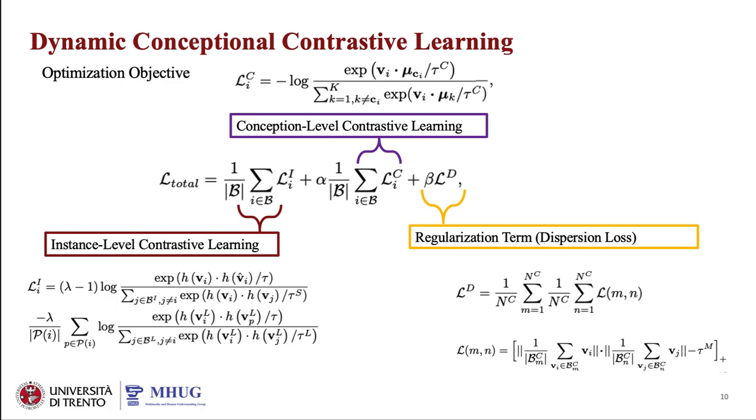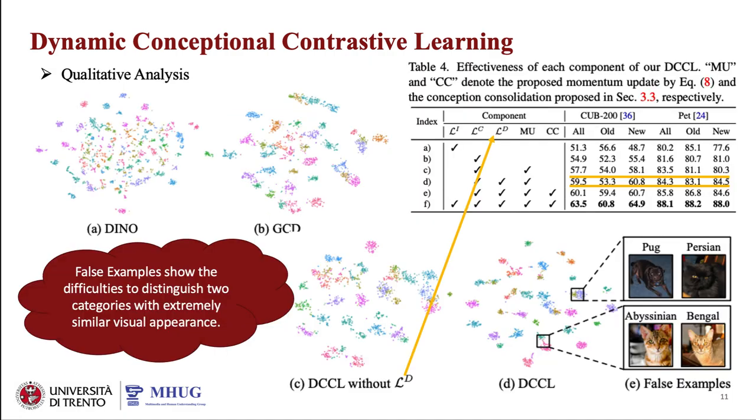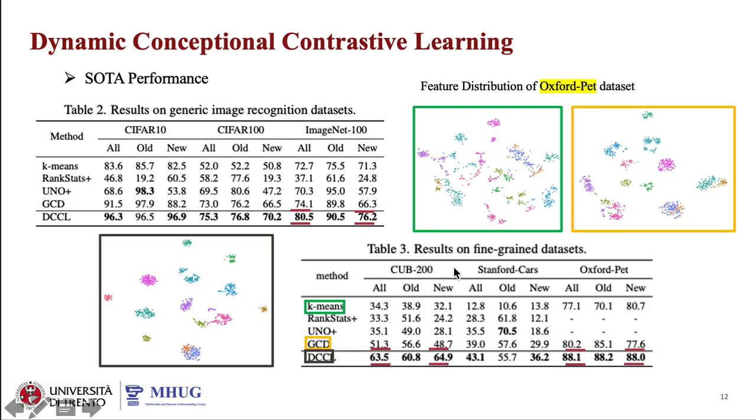By incorporating the class-level supervision into a unified contrastive learning framework, we conduct dual-level contrastive learning. The total loss is composed of three terms. The first one is instance-level contrastive learning. The second one is conceptual-level contrastive learning. The third one is a regularization term. We call it dispersion loss. We also verified the effectiveness of the proposed dispersion loss from quantitative analysis and performance analysis.